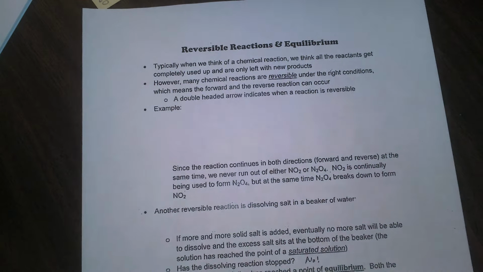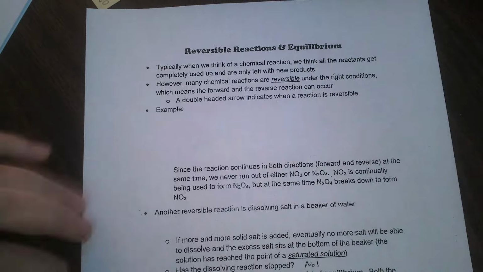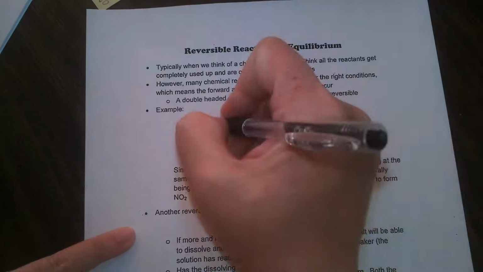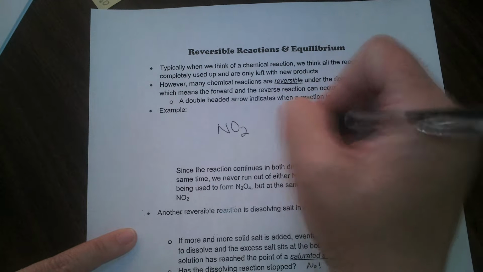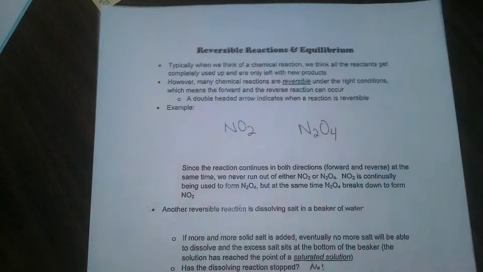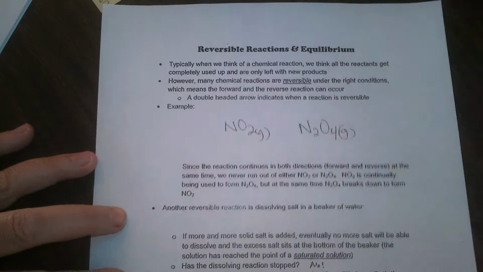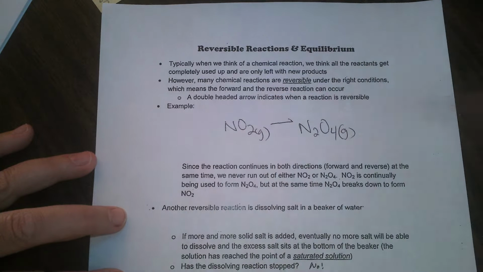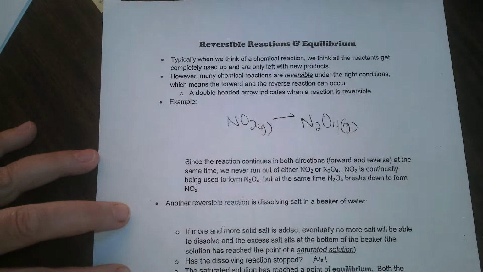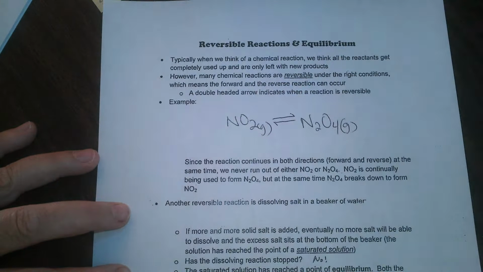However, most chemical reactions are reversible. They will go forwards and they will come backwards. Excuse me, this is what it looks like. Let's look at NO2 and we get N2O4. Okay, both as gases. NO2 can combine and give us N2O4, and N2O4 can decompose and give us NO2.